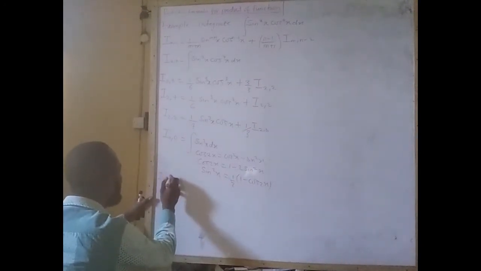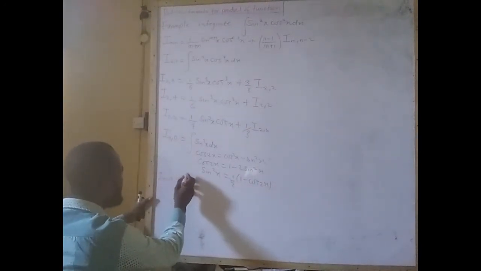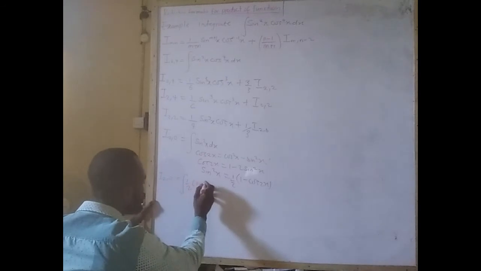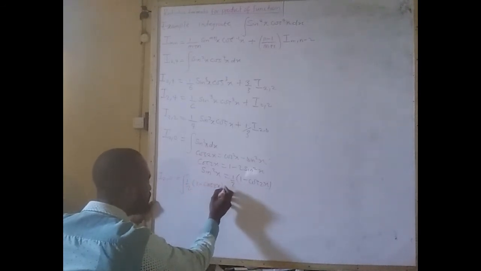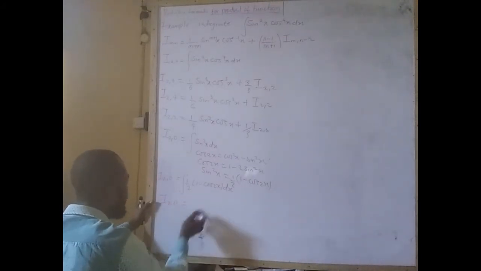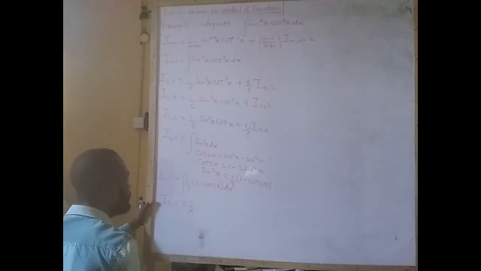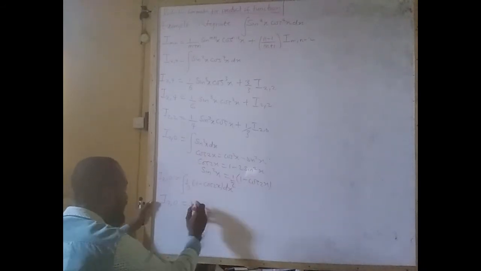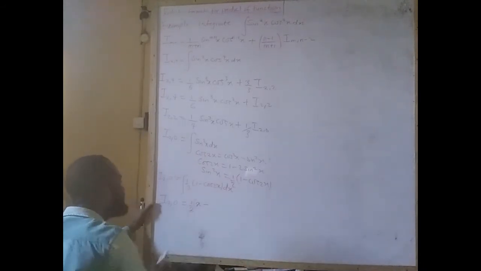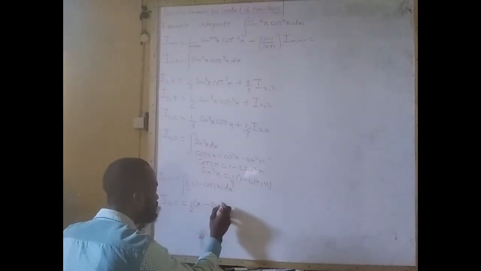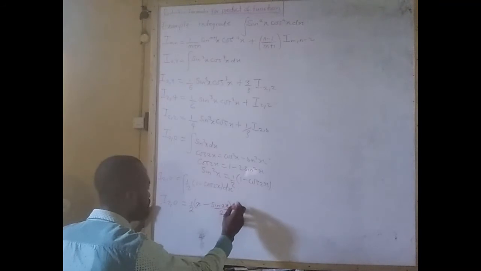Then if I substitute that, I can easily see that my I(2, 0) is now equal to the integral, replacing sine square x with 1 over 2 into 1 minus cos 2x dx, and it is easy to integrate. I can bring out the 1 over 2, then I have the integral. If I integrate 1, I have x minus, if I integrate cos 2x, I have sine 2x divided by 2, plus c, which is this.